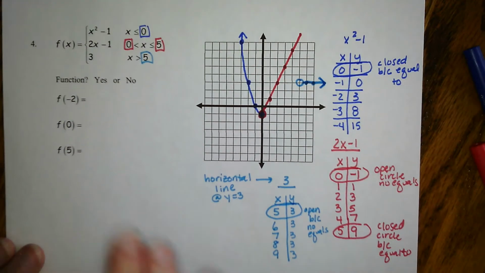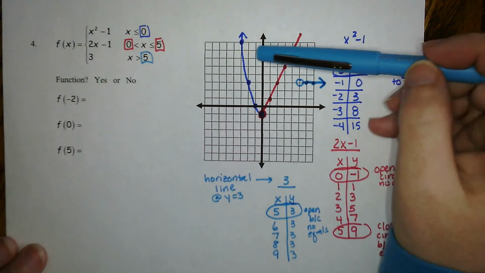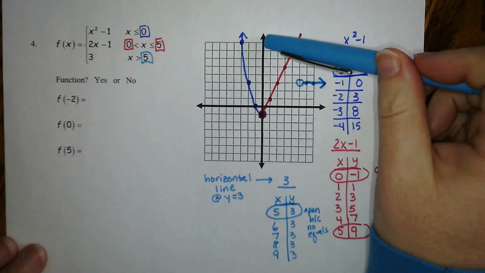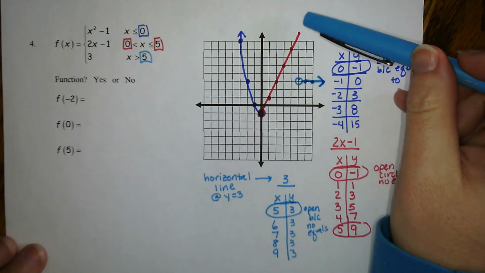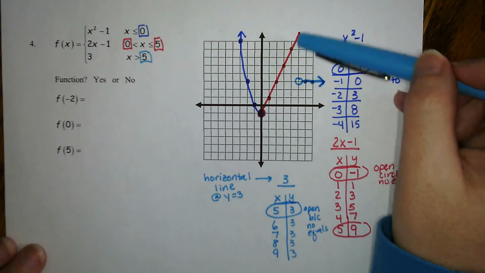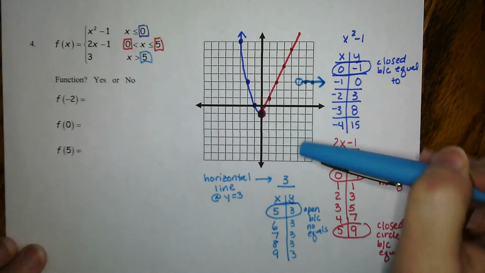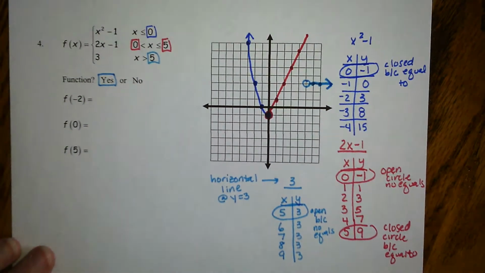Now we can answer some questions. First of all, is it a function? Does it pass the vertical line test? Does every 1 x have a y value? Yes. Even this one, because this is a closed and this is an open, that means only one y happens to that x value. So yes, this is a function, passes the vertical line test.